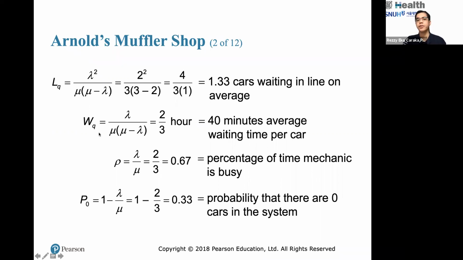Also, we have to calculate WQ, which means 40 minutes average waiting per car. Before a car can be handled by the server, it has to wait 40 minutes in the waiting line. And rho means that the mechanic is busy 67% of the time. You should be careful: if utilization is very high, our system may not be in steady state, because a huge number of customers can arrive, but we only have a limited number of servers. Sometimes in business it is quite difficult if our budget is limited, but how can we maximize that?